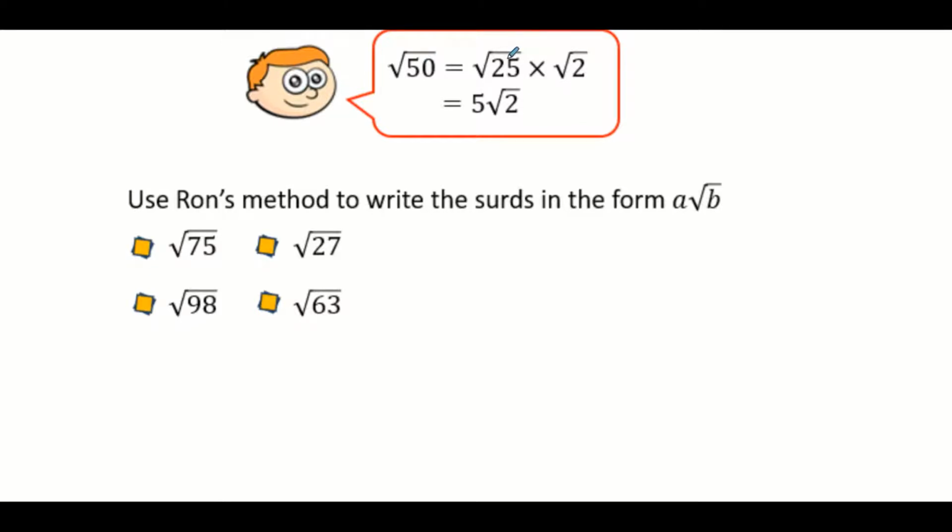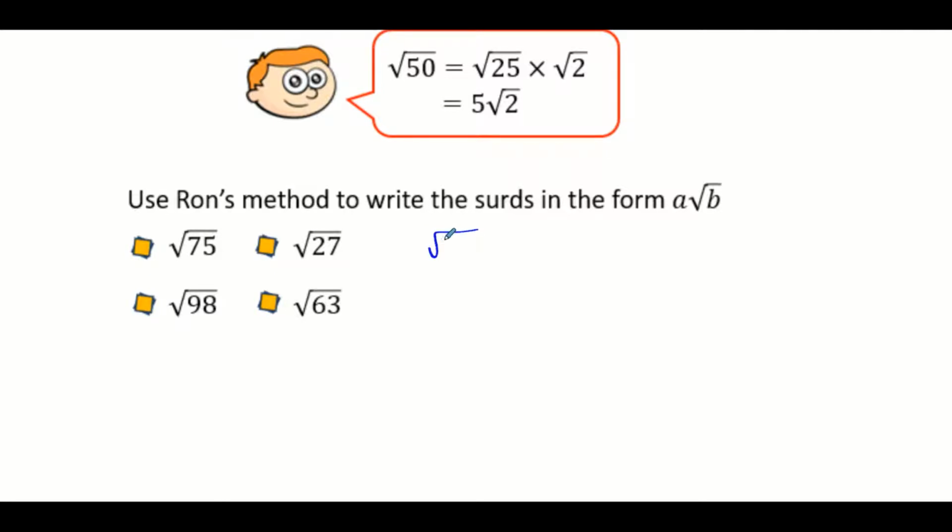So 50 is 25 times 2. The square number, well, we can do the square root of 25 and we get 5. The other number that's not a square number, we can't simplify that, so we've just got 5 times root 2, and as with any algebra we miss out the times sign, so we get 5 root 2. Pause the video and have a go at these 4.